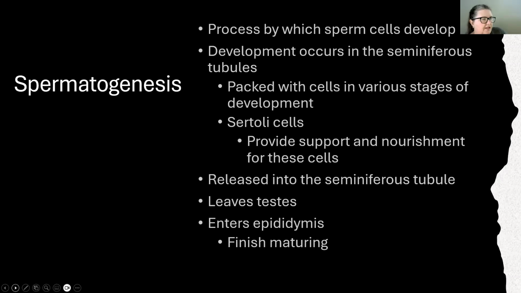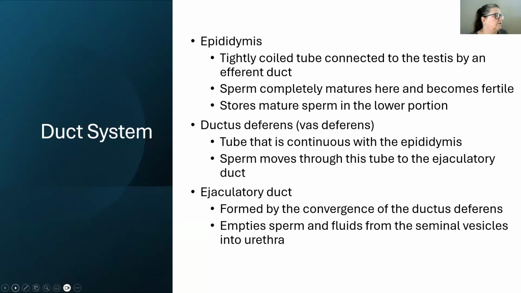As they start to develop, these are released into the seminiferous tubules that then leave the testes. From there, it enters the epididymis, and it's in the epididymis where the sperm cells finish maturing. The epididymis is a tightly coiled tube that's connected to the testis by an efferent duct.